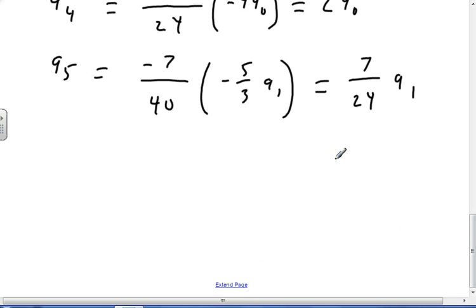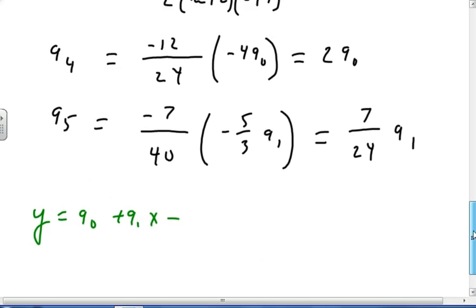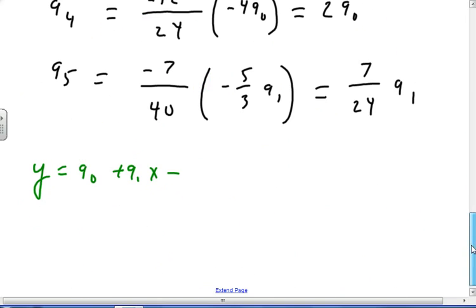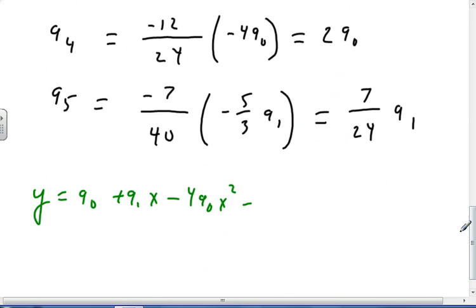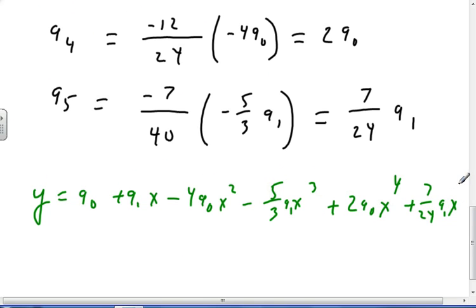Okay, rather than chance our luck, we'll go: y equals a0 plus a1x minus 4a0 x squared minus 5 over 3 a1 x cubed plus 2a0 x to the 4th plus 7 over 24 a1 x to the 5th.